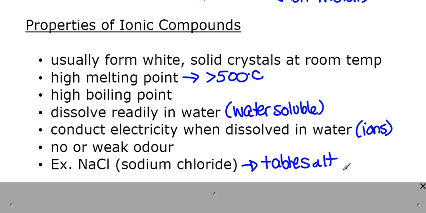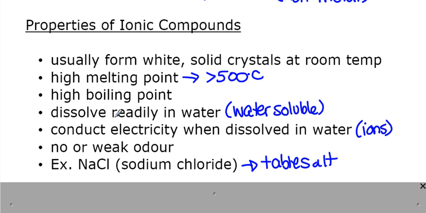So if you think about table salt and see how it might fit into these categories, you'll get an idea of what ionic compounds look like. Table salt is white. Table salt forms solid crystals. If you've ever looked up close at it, it's cubic, looks like a cube. You've probably never tried melting or boiling it because you wouldn't have a use for that. But it dissolves really well in water.